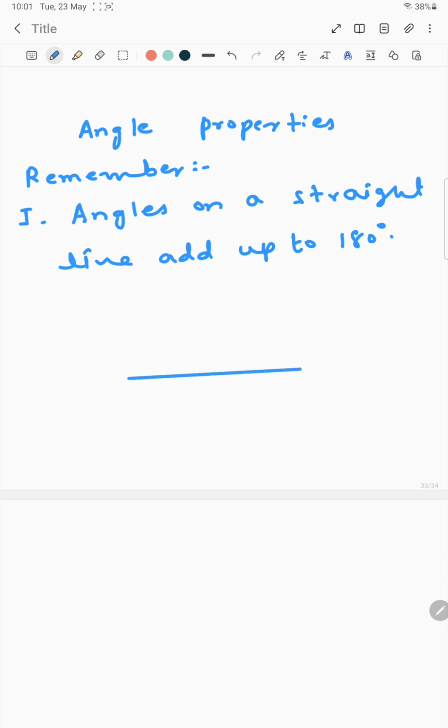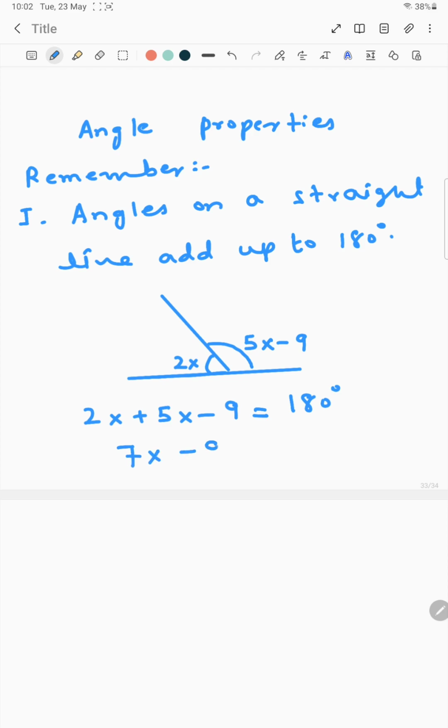you have two angles on a straight line. The first angle is 2x and the second angle is 5x minus 9. As these two angles are lying on a straight line, it means their sum is add up to a 180 degree. So it means 2x plus 5x minus 9 is equal to 180 degree. Now 2x plus 5x is 7x minus 9 is equal to 180.